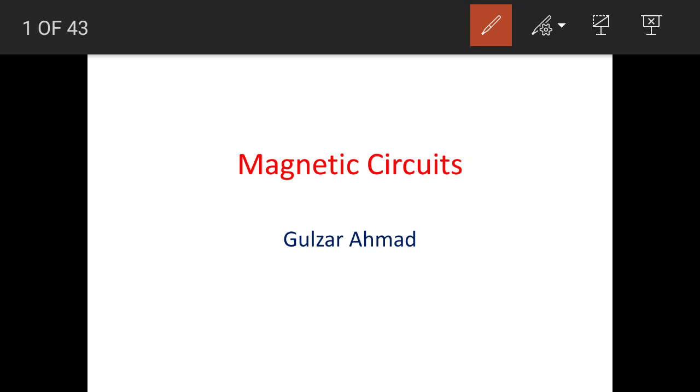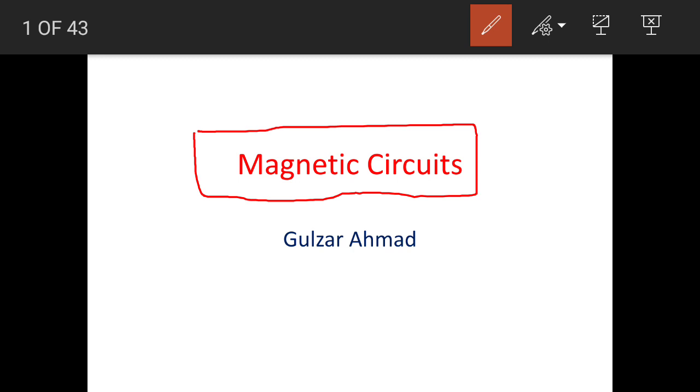We are going to discuss magnetic circuits, and magnetic circuits are analogous to electrical circuits. So, as magnetic circuits are analogous to electrical circuits, it is very easy to find out the unknown quantities in magnetic circuits.